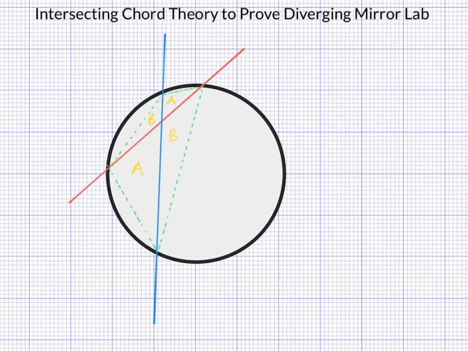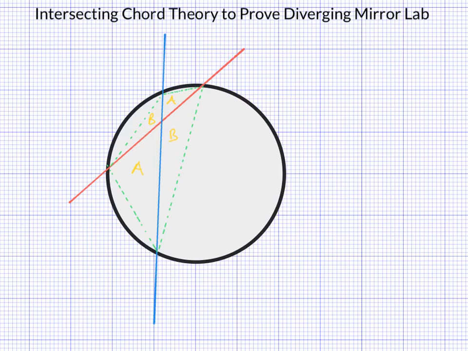Okay, so the intersecting chord theorem essentially says you can put any 2 lines through a circle in any way you like. I've just randomly put in this blue line and this red line. And if you then consider triangles made in each section, you're going to have 4 triangles.